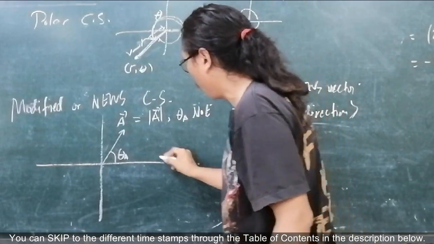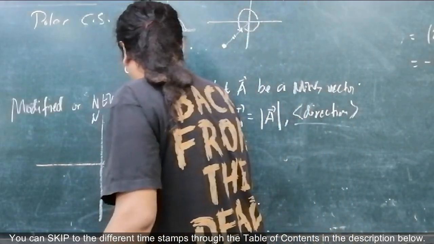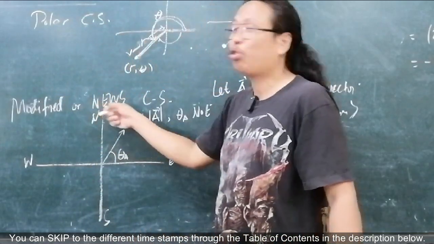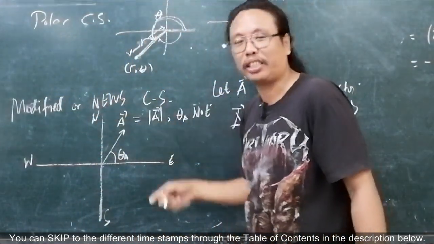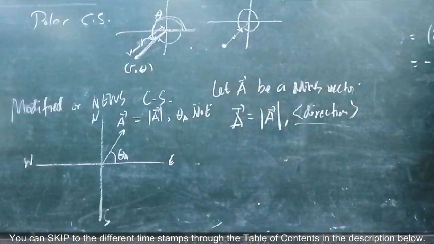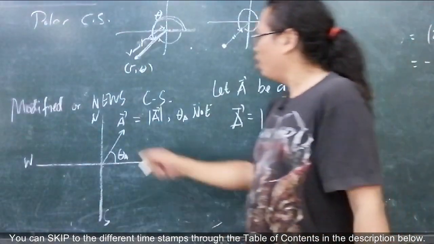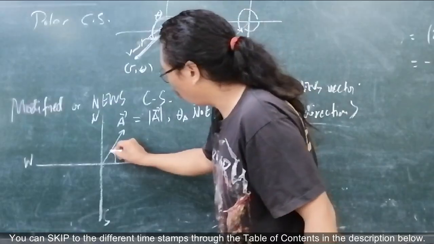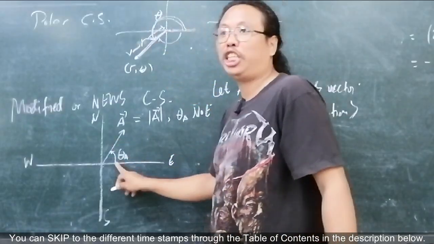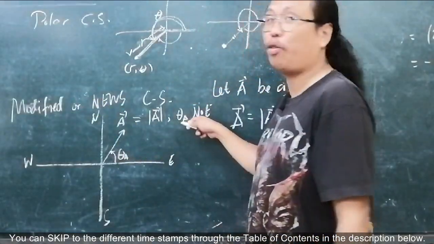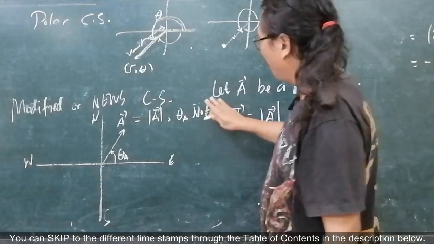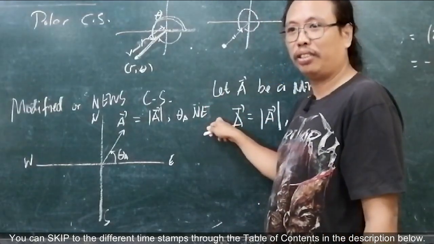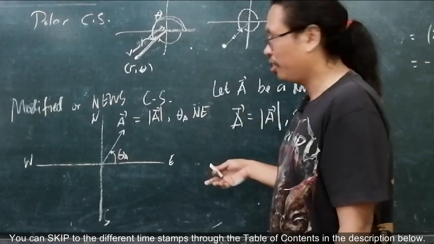Because, by the way, this is north, east, west, south. That's why I call this the NEWS coordinate system. North, east, west, and south. So, the rotation is coming from the east towards the north. That's north of east. Or maybe we can just call it NE, no? Northeast, or north of east.